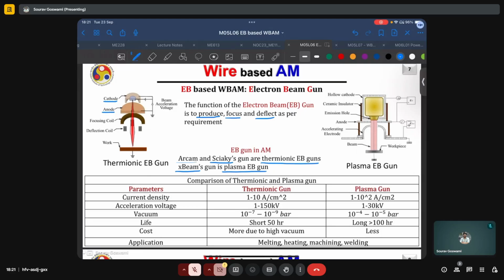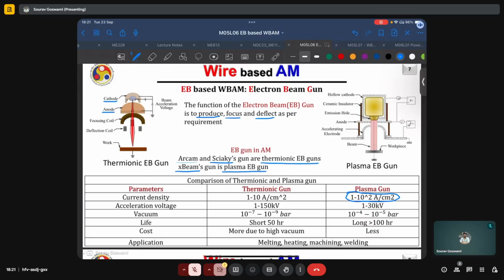The current density which can be achieved with a thermionic gun is up to 10 ampere per centimeter square, whereas for a plasma gun it can be up to 100 ampere per centimeter square. This is approximately one order higher for the case of the plasma gun. The acceleration voltage required for a thermionic gun can be as high as 150 kilovolts, whereas for a plasma gun we need a far lower voltage, approximately one fifth, and so it needs to go only up to 30 kilovolts.